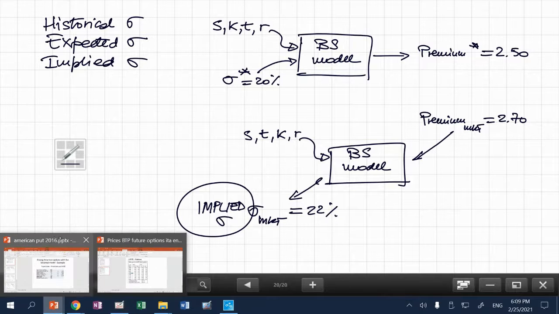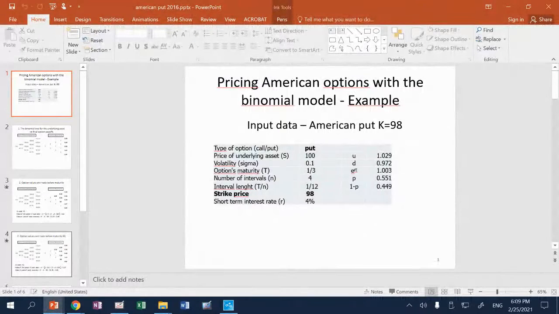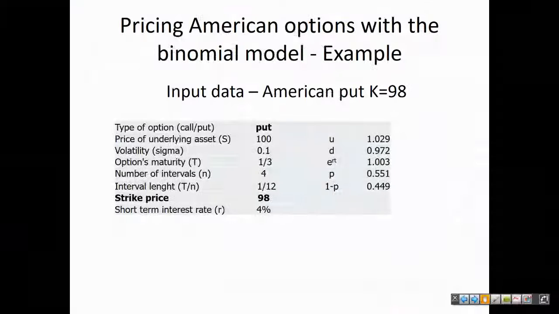So the final step for today is to look at one example of the binomial model just to clarify better what I just said on the usage of that in the case of American options. As I said at the beginning, I don't know if you were all connected, I apologize because I just uploaded that probably 2 minutes before today's session started.